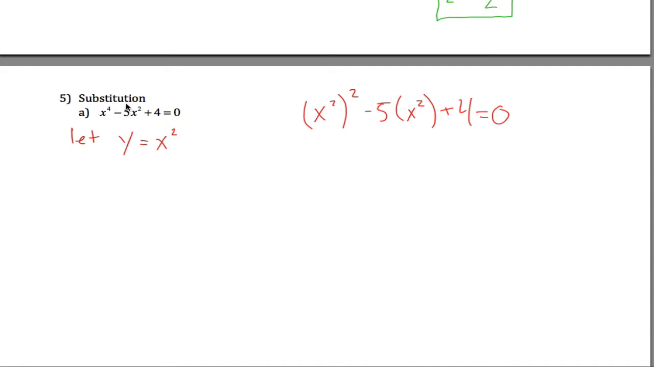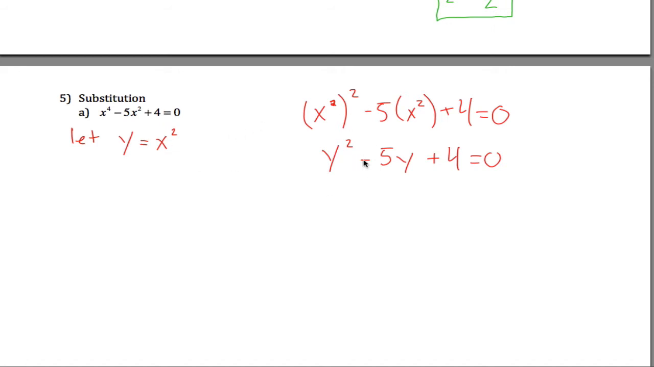First of all, notice that x to the 4th is the same as x squared squared. When you have exponents raised up to exponents, you multiply them. This is the same as this. But this form makes it a little bit more clear that if I could just change these x squareds, this one and this one, both into y, what I will have is a quadratic trinomial. I'll have y squared minus 5y plus 4. I'll have something that I can factor and solve.